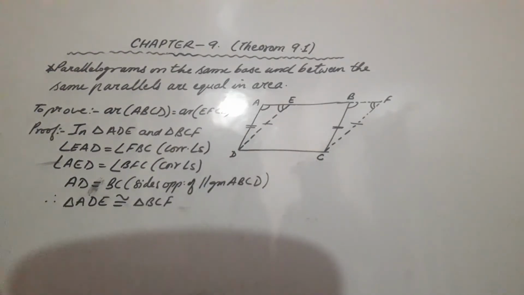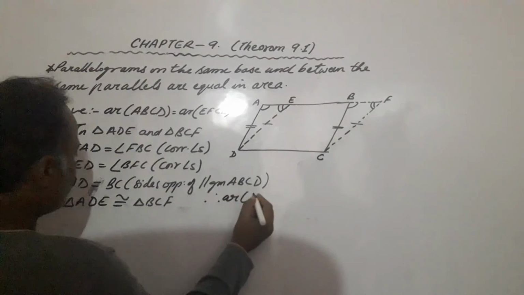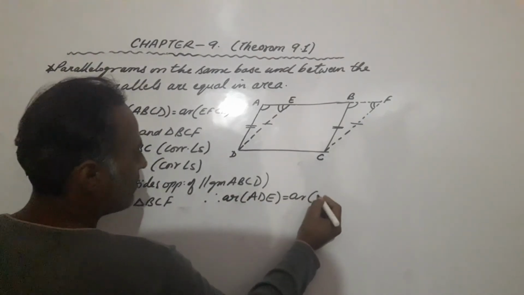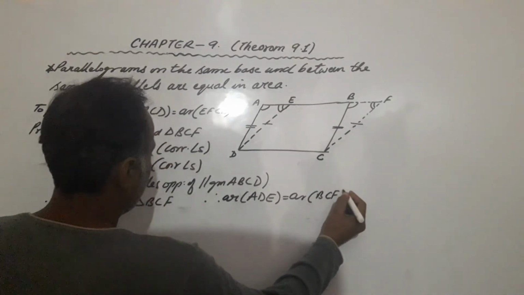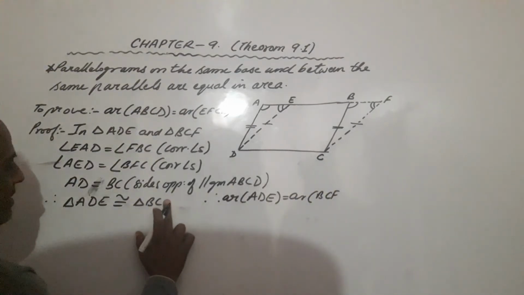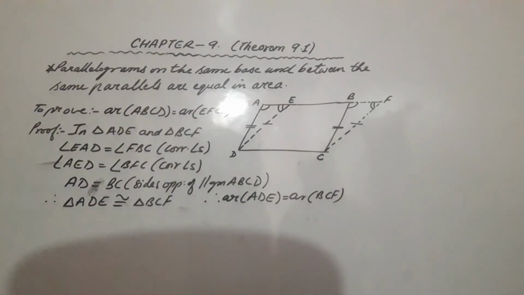Now, as these are congruent, after this you write area of triangle ADE is equal to area of triangle BCF. Alright, now having proved that the areas of these two triangles are equal, what do we see?